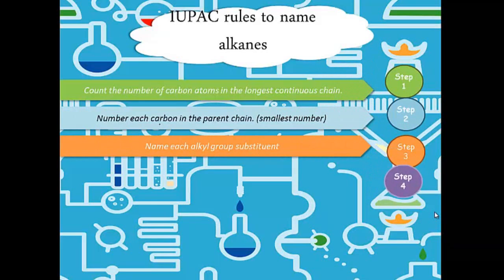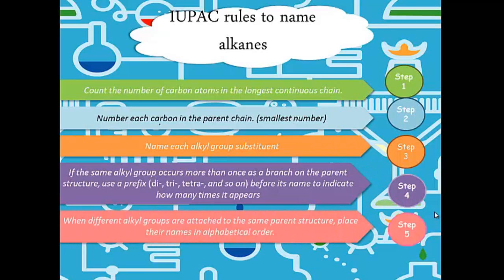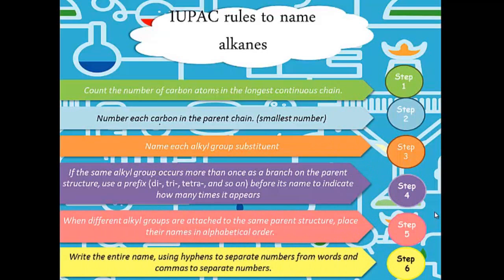Step 4. If the same alkyl group occurs more than once as a branch of the parent structure, use a prefix, di, tri, tetra, and so on, before its name to indicate how many times it appears. Step 5. When different alkyl groups are attached to the same parent structure, place their names in alphabetical order. Step 6. Write the entire name using hyphens to separate numbers from words and commas to separate numbers.